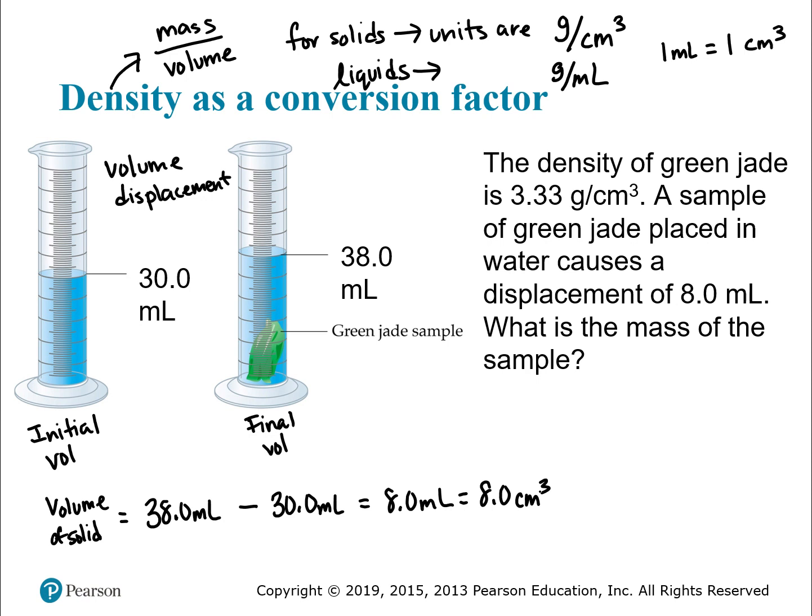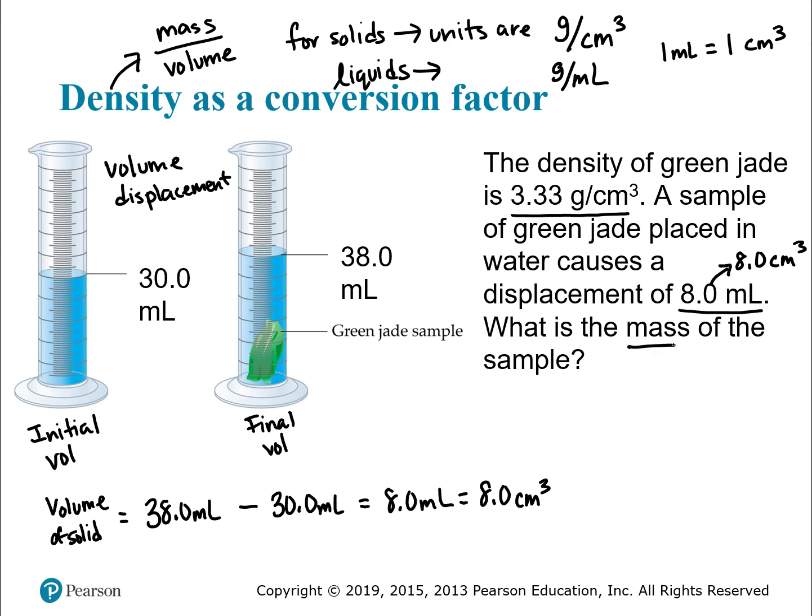In this problem, we're told the density of green jade is 3.33 grams per centimeter cubed. We place that sample in water and it causes a displacement of 8 milliliters. That's what we were just doing with the volume displacement. So we know that that 8 milliliters is the same thing as 8 centimeters cubed. What is the mass of the sample?